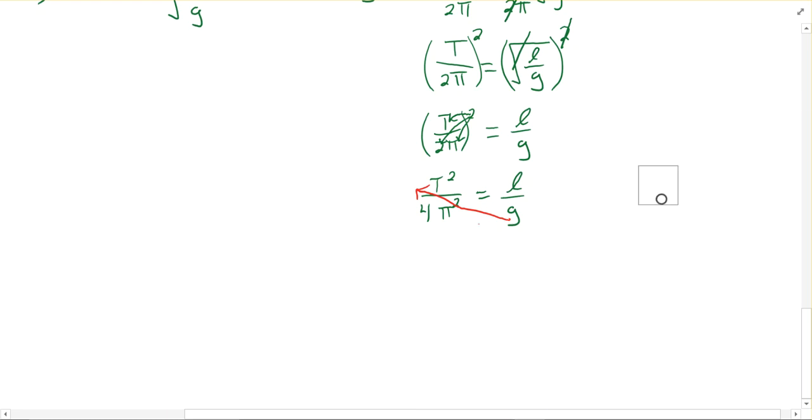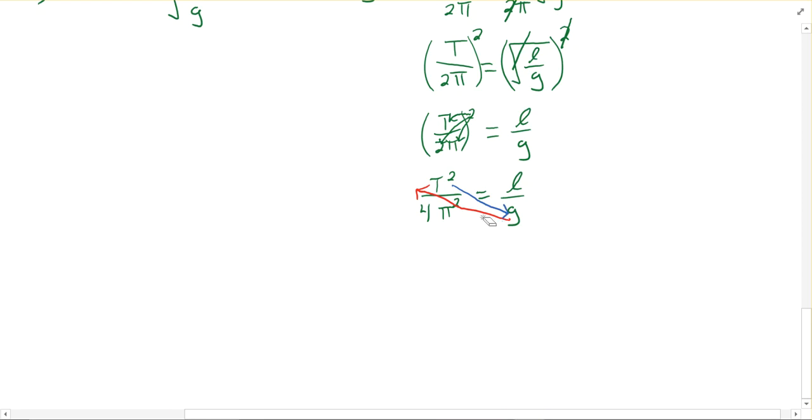So g would just go up to the top. Really what I'm doing is multiplying both sides of the equation by g, but to make things quicker and easier, you're just moving g up to the top. Same with this t squared. It's on the top of this side of the equation, so it can just move to the bottom of that side of the equation. Here, I'll show you what I mean.